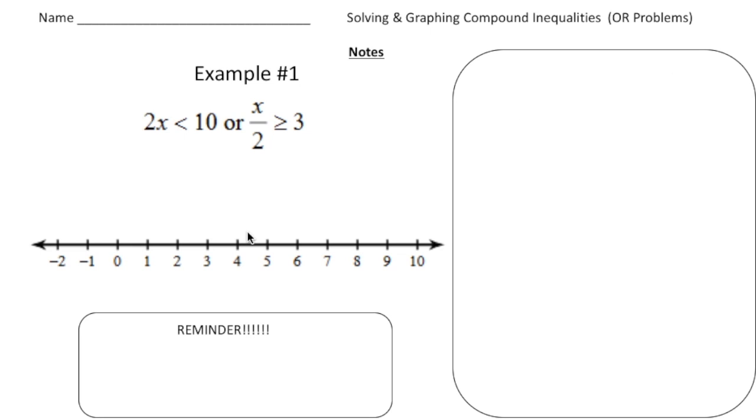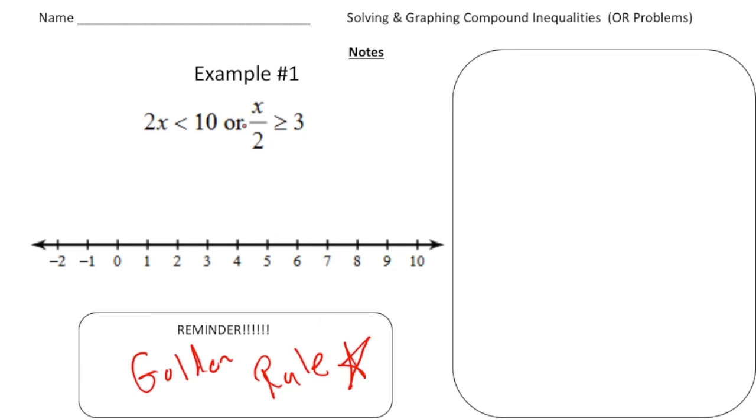Take a look at this first one. We have 2x is less than 10, or x divided by 2 is greater than or equal to 3. But before we do this, don't forget about the golden rule. Remember, anytime you multiply or divide both sides of an inequality by a negative, you have to flip the sign. That's a key rule which you have to use.